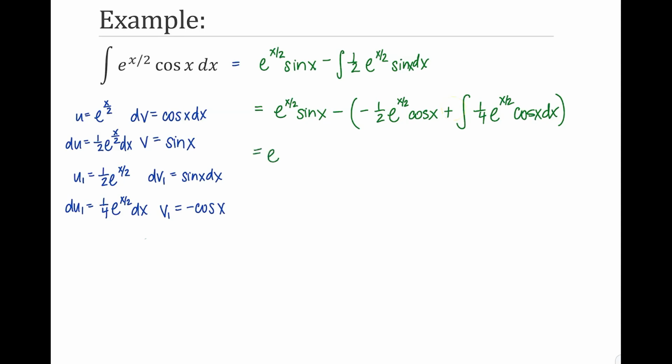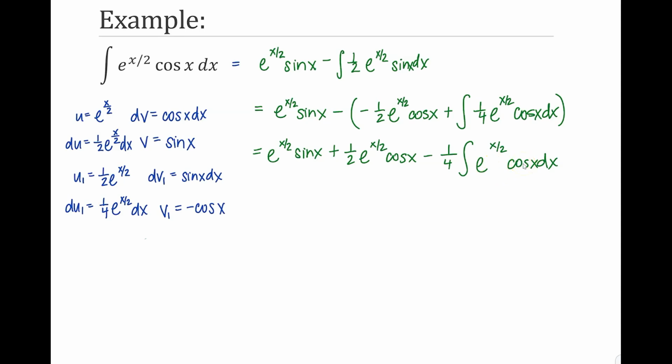So I have e to the x over 2 sine x plus 1/2 e to the x over 2 cosine x minus, I'm going to pull this 1/4 to the front of the integral now, minus 1/4 the integral of e to the x over 2 cosine x dx. And then when you look at the integral we have left, you might be thinking, oh my gosh, I have another exponential times sine or cosine again.